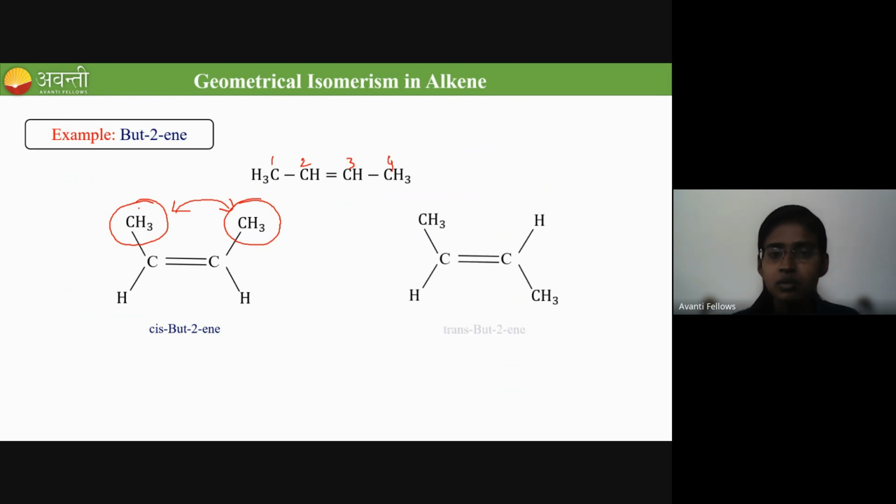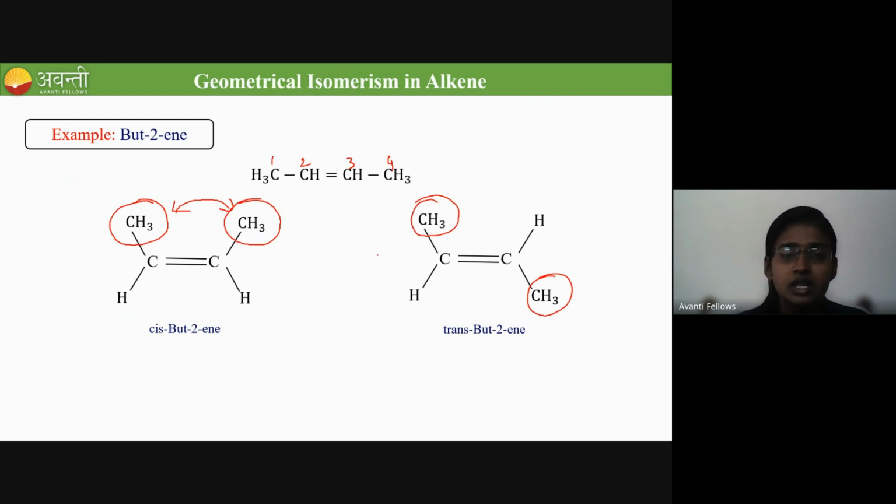And in the second compound, in the trans, you see the two alkyl groups, or the two similar groups, are attached on the opposite side of the double bond. So it is called trans. Got it? So this is called geometrical isomerism. Very easy. Any doubt from geometrical isomerism? From but-2-ene onwards only, geometrical isomerism starts. For but-1-ene, propene, ethene and all, you cannot draw geometrical isomerism.